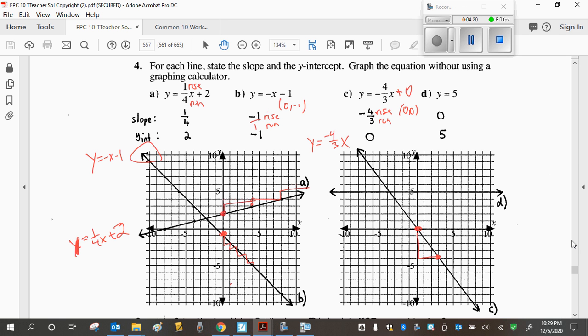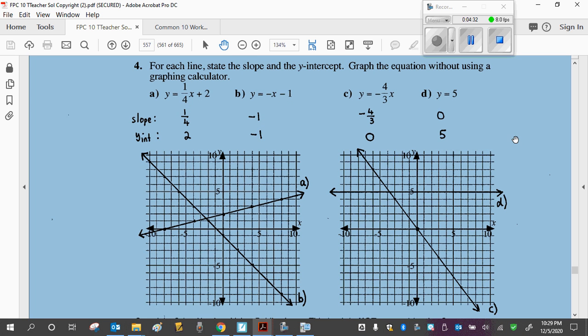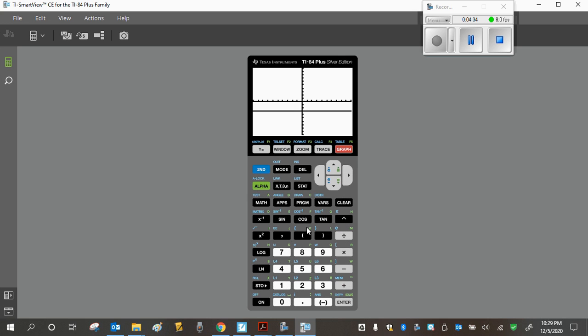Y equals 5 is either here, 5 up, or here, 5 to the right. If you're not sure, you don't have to be. You've got a graphing calculator, y equals 5. Graph. If it doesn't look like that, press zoom 6. Zoom, and that's how y equals 5 looks. So it's 5 up.